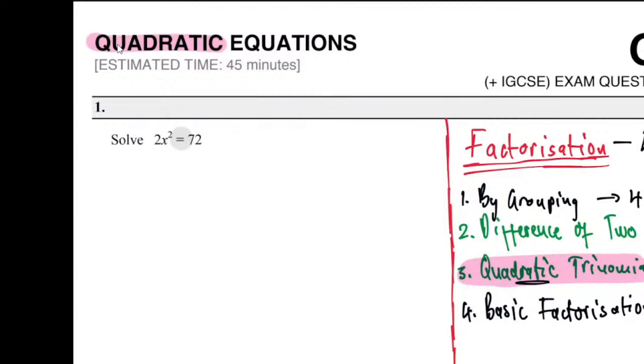And either we'll use basic factorization or we'll use quadratic trinomials. Trinomials is when we have 3 things. So let's solve. Let's do more questions, then I'll explain better. I don't want to get too deep in explanation. Let's do the math. Let's do the solving.